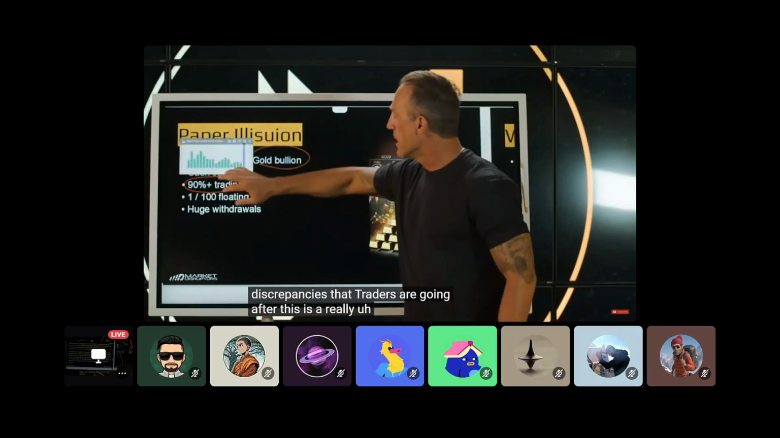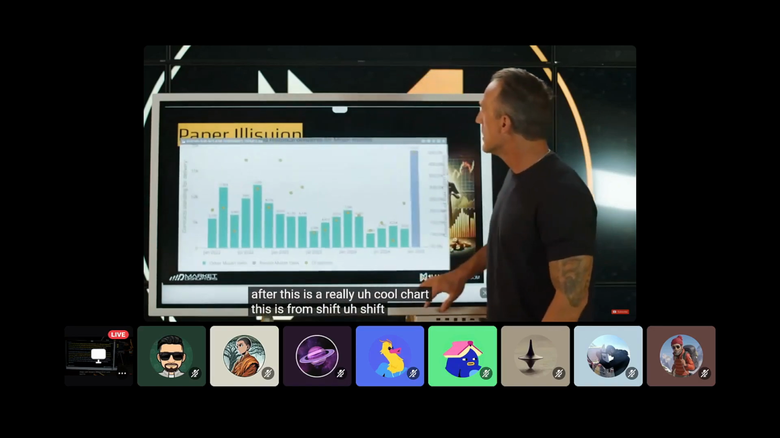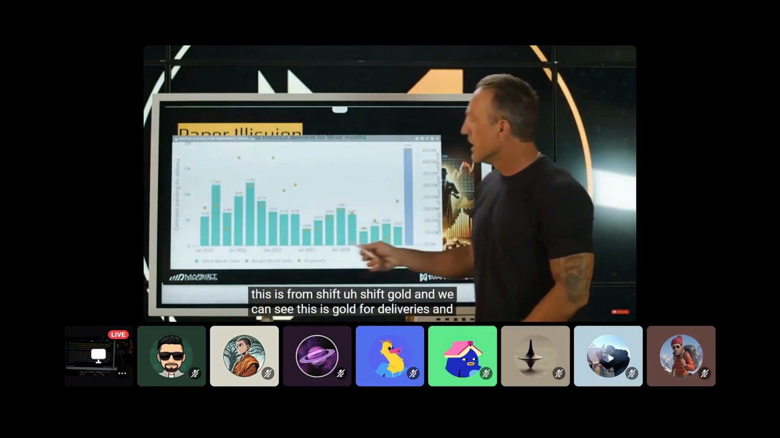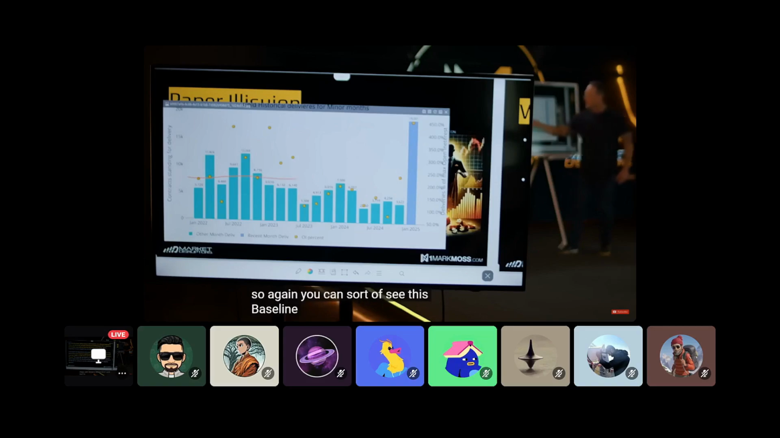This is a really cool chart. This is from Shift Gold. And we can see this is gold for deliveries. And so again, you can sort of see this baseline of how much gold is out for delivery.